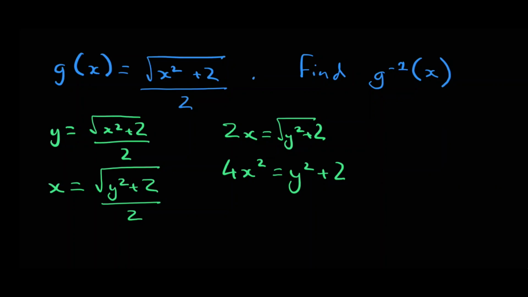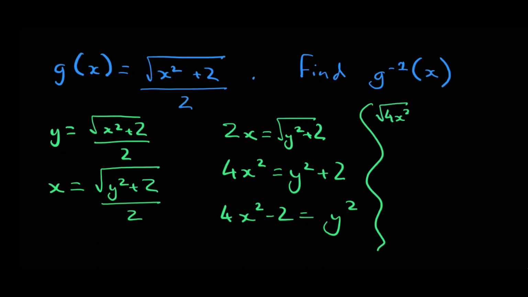Now let's bring the 2 on the right over to the left by subtracting 2 from both sides. And finally, let's square root both sides. So the square root of (4x squared - 2) = y. And that's our inverse function. So g^-1(x) equals the square root of (4x squared - 2).